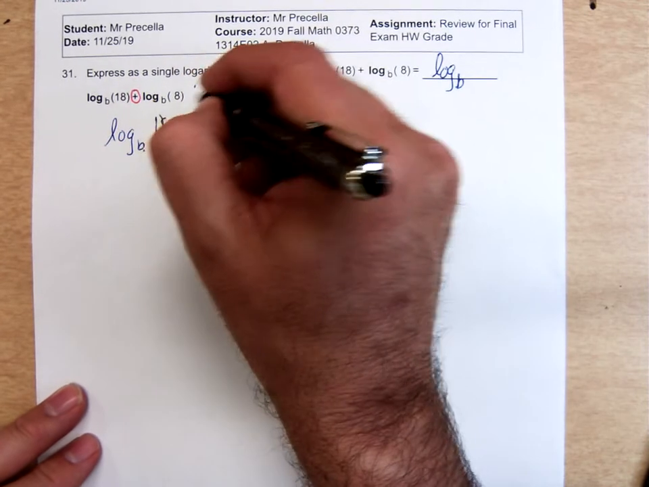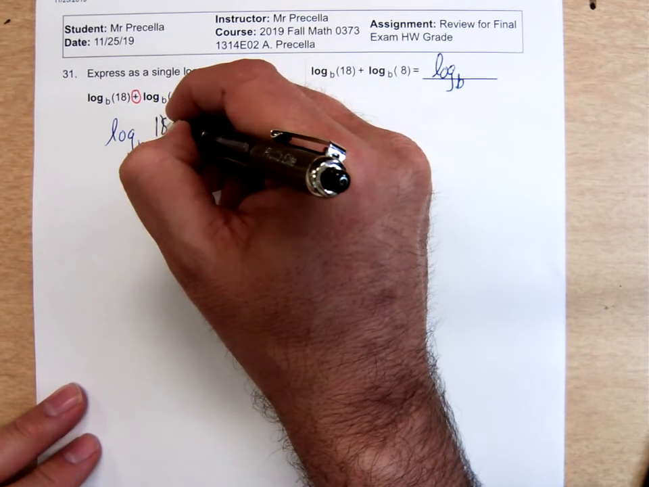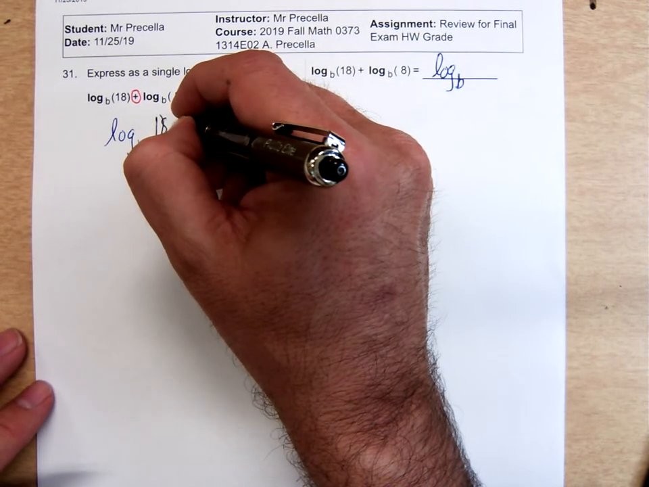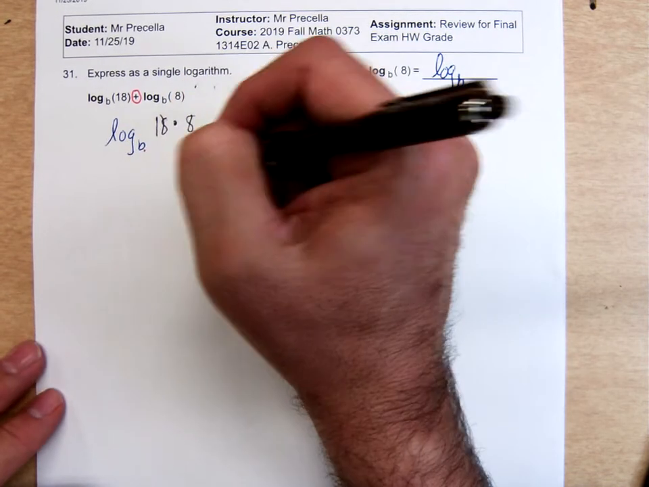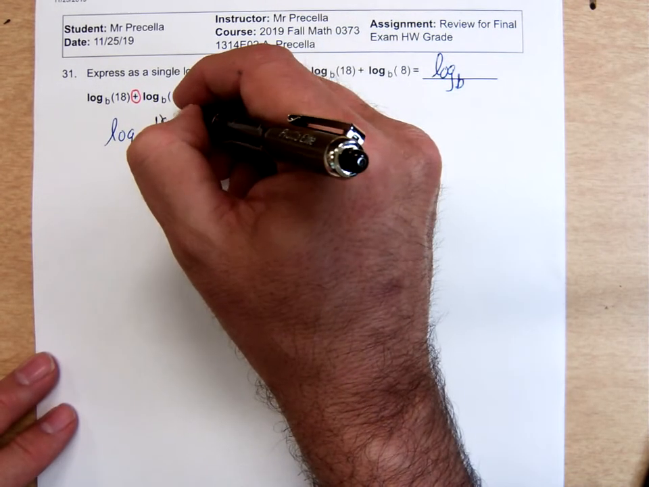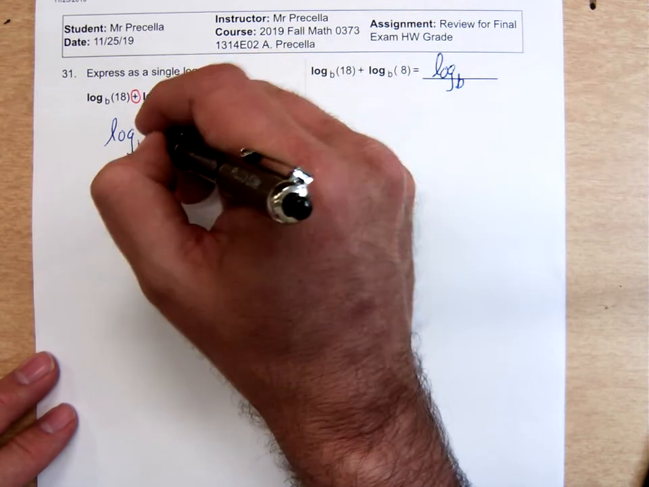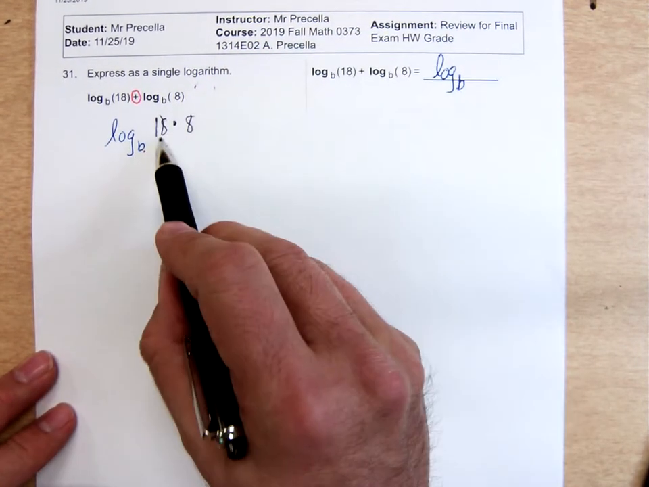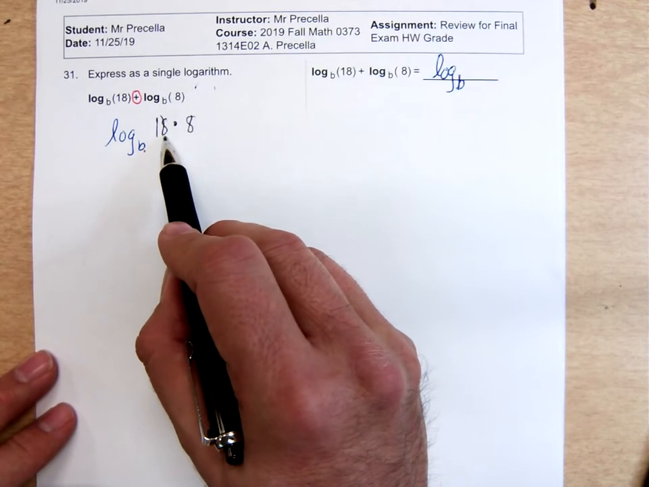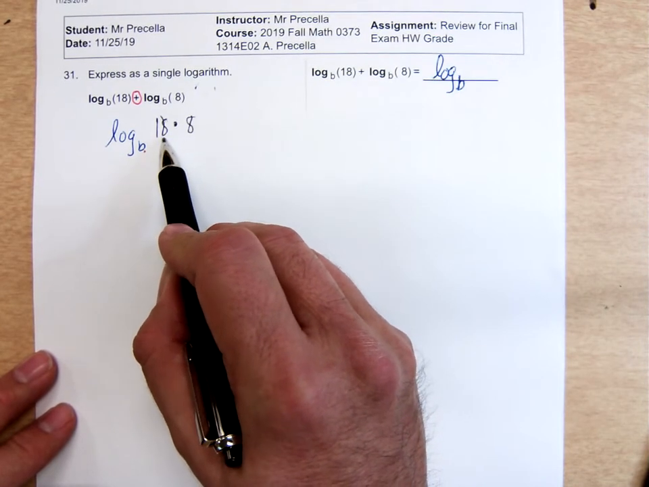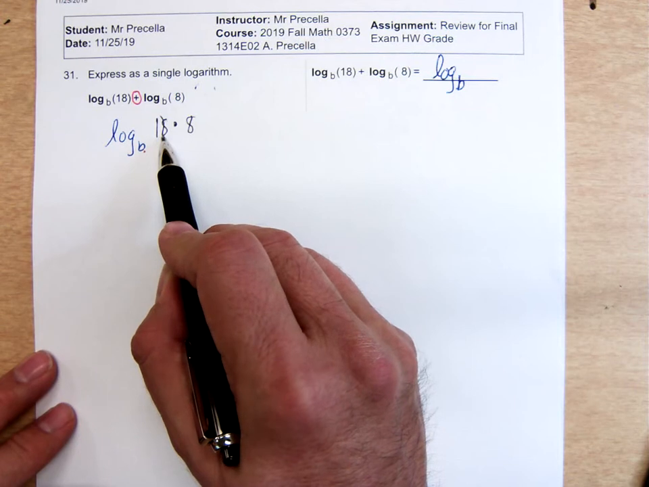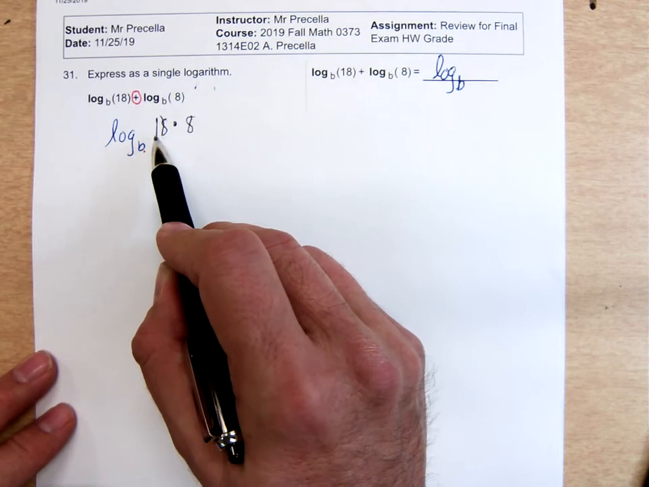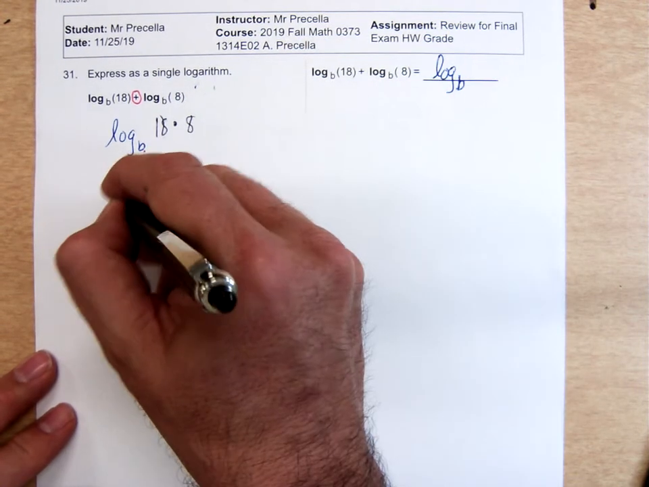What's the operation between these? Multiplication. Don't put a plus there. If you put a plus, they couldn't have been separated into two logarithms. This is 18 times 8. And looking at this, it's hard to read what I just wrote there. That's the 18. That's an 8 right there. So we can actually perform that operation.